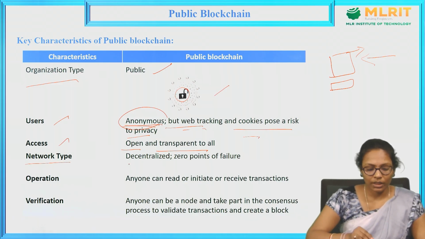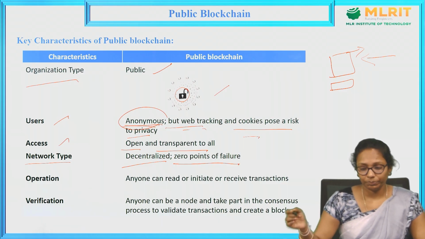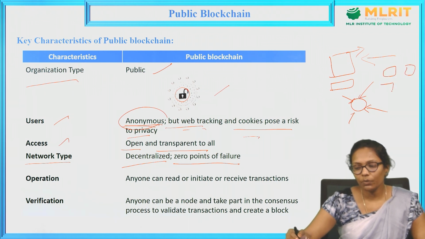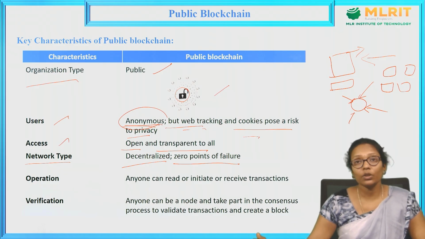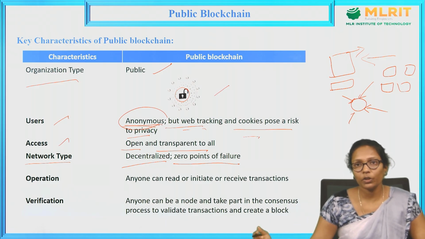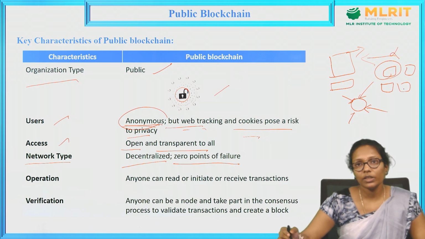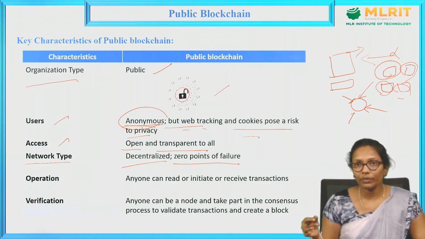Coming to the network type, of course we know it is decentralized, with zero points of failure. There is no central authority to take the permission here. Each node has equal access in the network and equal authority to take decisions. Zero point of failure means if one server or one node fails, the network doesn't fail. The remaining nodes will work as usual. Why? Because they all have equal authority, as well as the data with them.